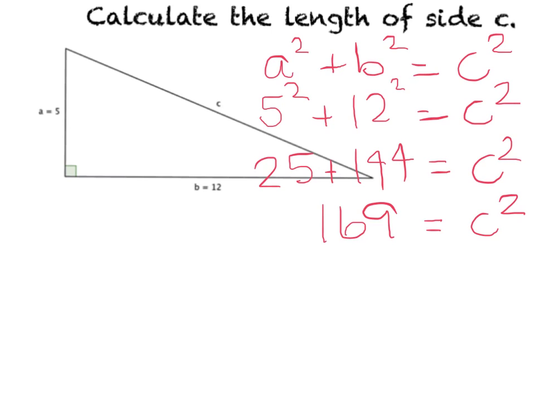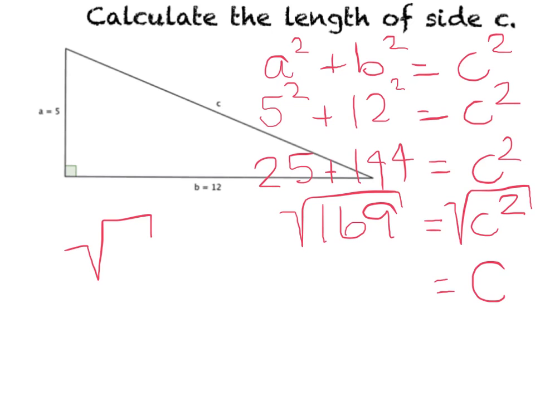Now, anytime I have a formula or an equation that I'm solving that has a squared term, to undo the squared term, I have to take the square root of this number. So what I want to calculate is what number times itself is going to give me 169. So in your calculator, you're going to look for a button that looks like this. It's called your square root button. So right now, I'm going to take the square root of both sides. When I take the square root of c squared, my answer is c, and the square root of 169 is 13.